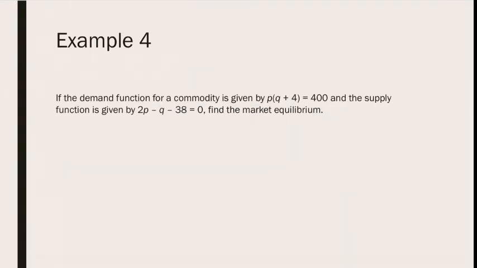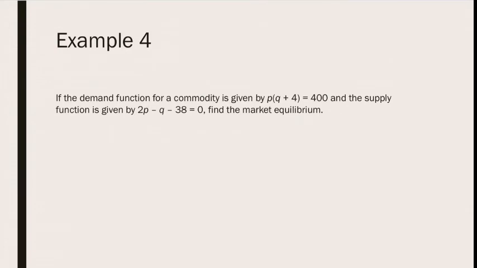In this example, we're going to look at a demand and supply function. If the demand function for a commodity is given by P times (Q plus 4) equals 400, and the supply function is given by 2P minus Q minus 38 is equal to 0, we want to find the market equilibrium. Well, we know that in order to find the market equilibrium, we're solving a system of equations. We're solving the demand and supply equations simultaneously.